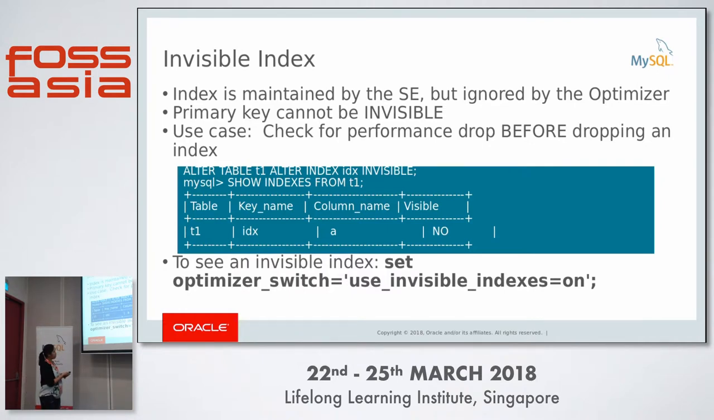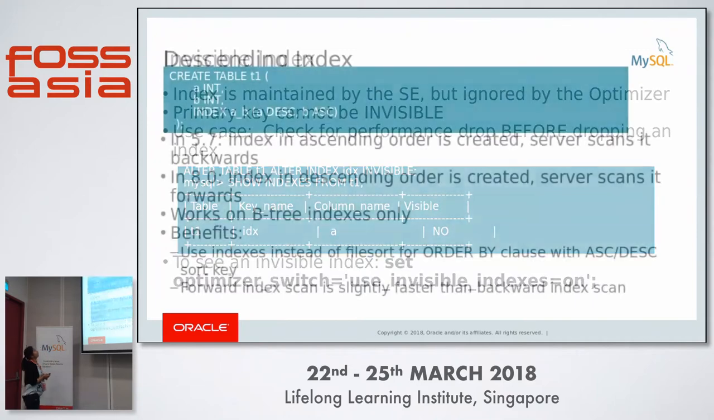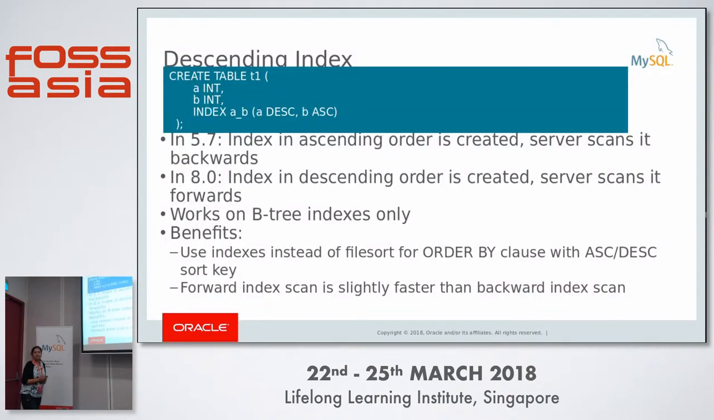So that is one of the index extensions. And the second one is the descending index. So up to MySQL 5.7, what we had support for was the ascending index. That means physically, when an index is stored, it is always in ascending order.